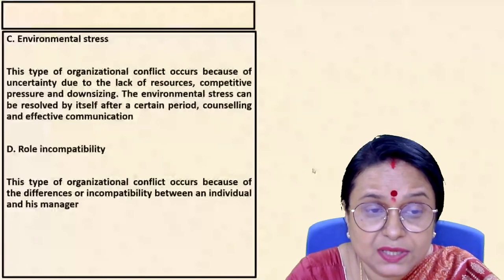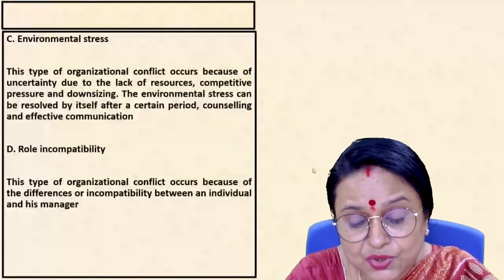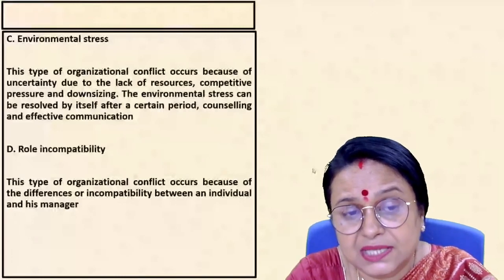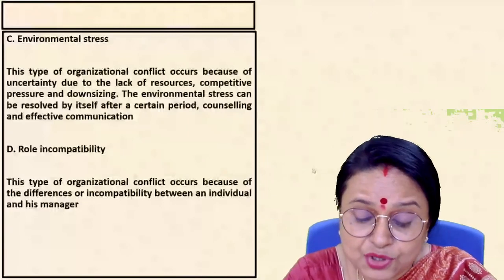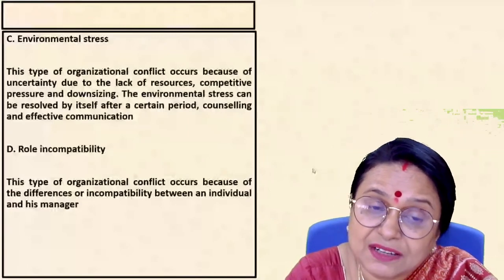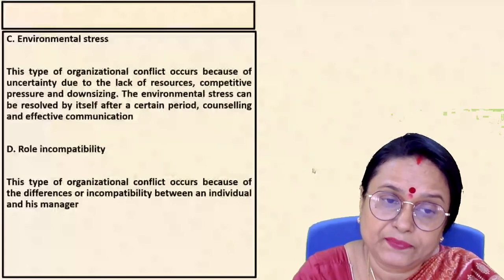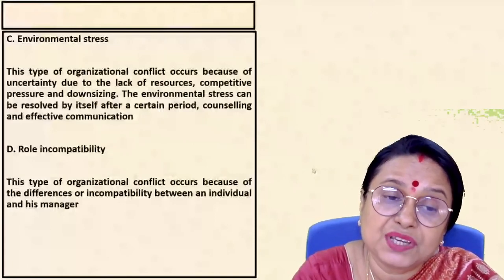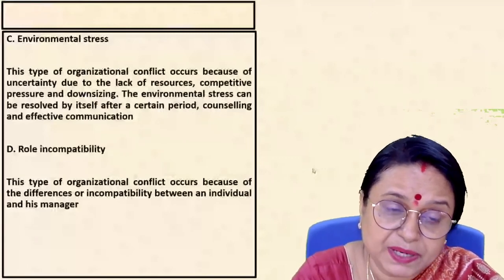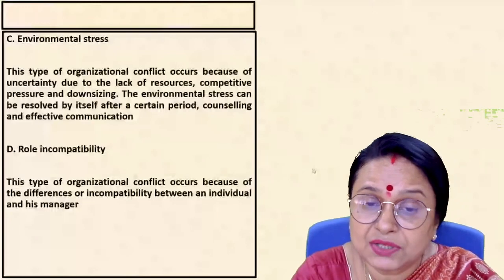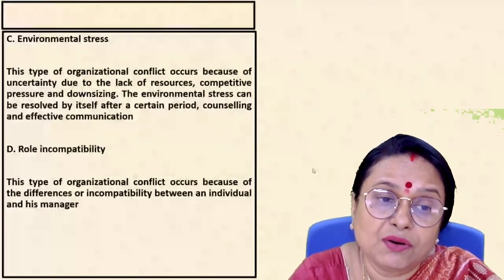Because the boss should accept the opinions and views given by the subordinate. The boss should give respect to the subordinate's working style and to his opinions. So if there is no respect between the boss and the subordinate, both ways, then there will be role incompatibility.